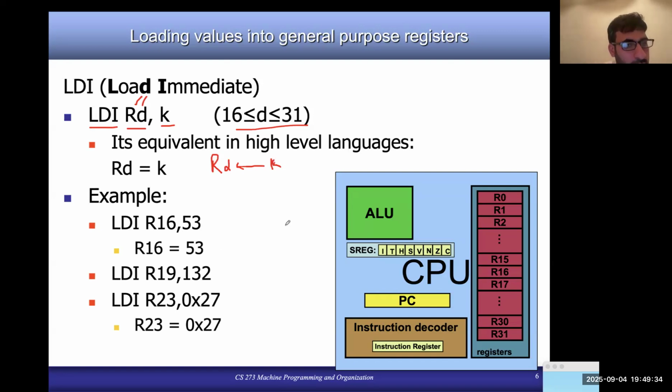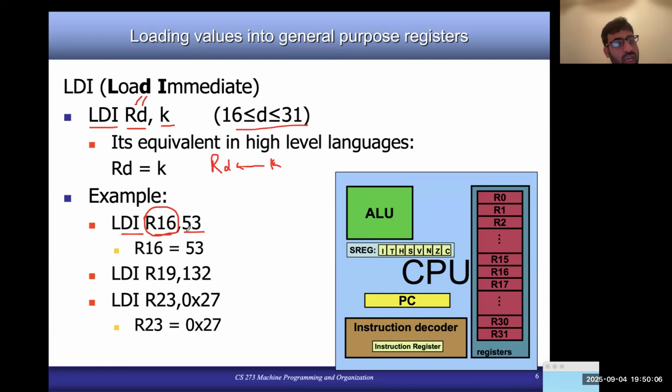Okay. So here are some examples. When you are saying load immediate 53 into R16, always remember that first you will specify the destination in all instructions, and anything after the comma will be the source. The source can be an immediate number, for example in the load immediate instruction, or in other instructions the source will be a register, or a memory location. So here we are saying put the value of 53 in register R16.